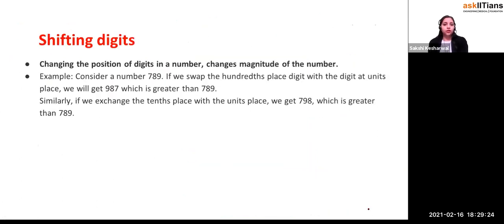Now let's go to shifting of a digit, right? Just see over here that changing the position of the digit in a number changes the magnitude of the number. Like over here it says, consider 789. If you swap the hundreds place and the units place, it will become 987, which is greater than 789, right? Now if we exchange the tens place and the units place, it becomes 798, which is greater than 789, right? So this is just a formation, right? Okay.